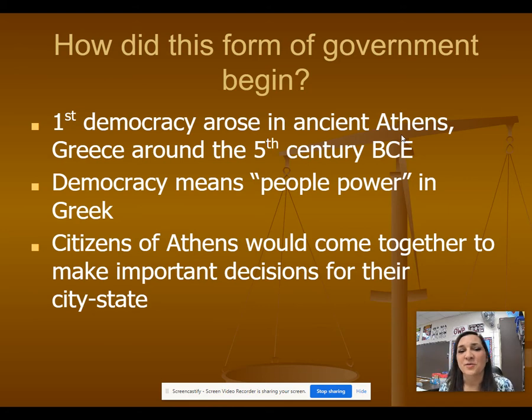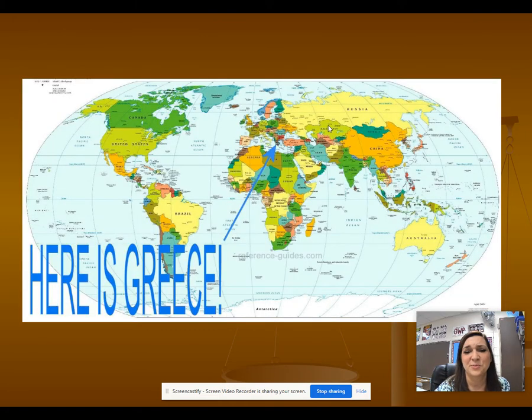This first form of government probably began in ancient Athens, Greece around the 5th century BCE. You'll actually learn a lot more about that in 7th grade. But again, democracy means people power in Greek. And at that time, the citizens of Athens would come together to make important decisions for their city state. So on a world map, this is Greece. This is us way over here. But many, many years ago, this form of government was developed there in Greece.